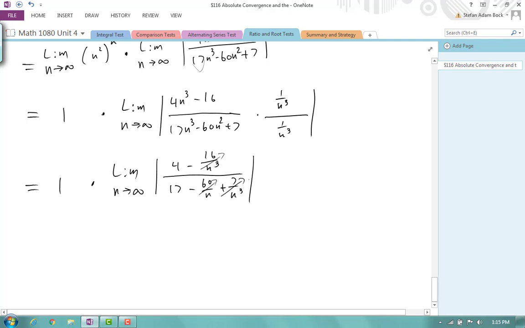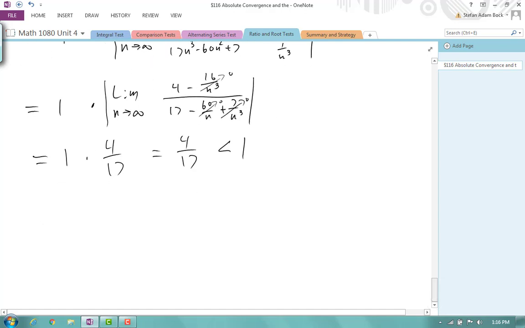Actually, what I should have done at some point was move the limit to the inside of the absolute value. That's why this doesn't matter. Limits will move in and out of absolute values perfectly fine. But all of these go to 0, leaving me with a final answer of 1 times 4 over 17, or just simply 4 over 17. This is a number which is less than 1. So by the root test, this is something which converges.